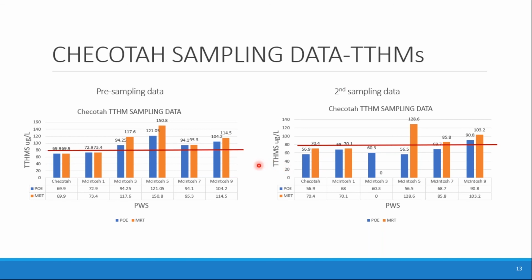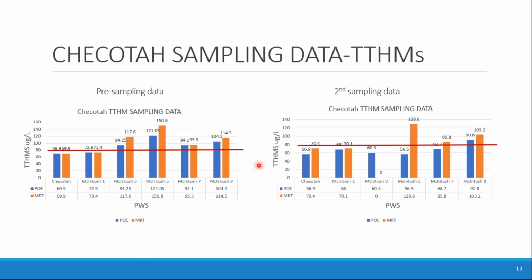So I'm not going to go through all the data that we have, because for one, we don't have it all, and we just don't have enough time to go through here. But I will go through the results for the Shakota sampling data. Up to date, we have done 2 rounds of sampling. One was done in July, prior to the training. We looked at the point of entry sites, and also the maximum residence time sites.